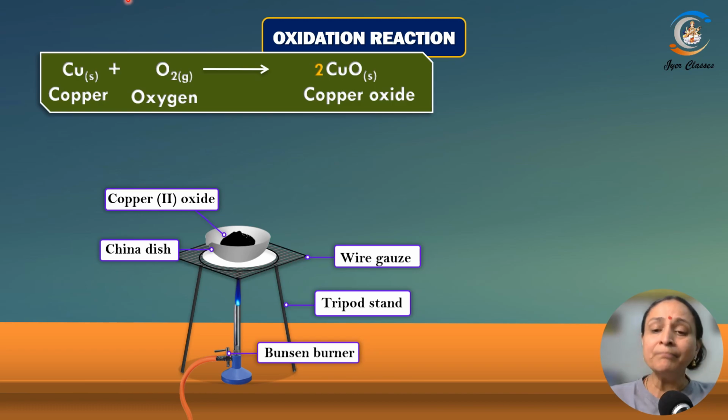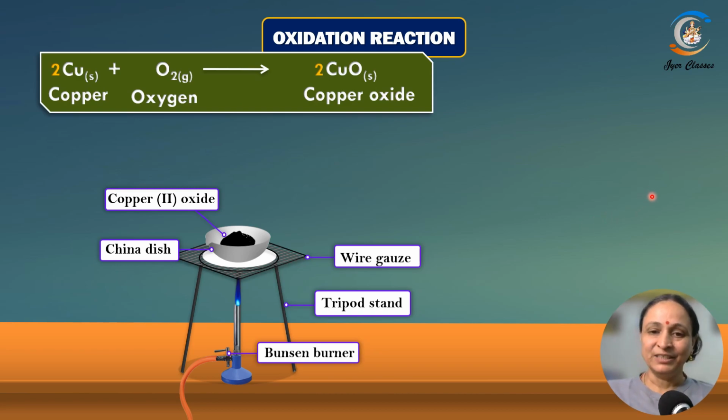Okay? Balancing is necessary. You have 2 oxygen here, so here also it should be 2 oxygen. So you have got 2. Oxygen is balanced, but copper is not balanced. Here you have only 1 atom of copper, here 2. So what should you do? You should write 2 here. Now the reaction is balanced.